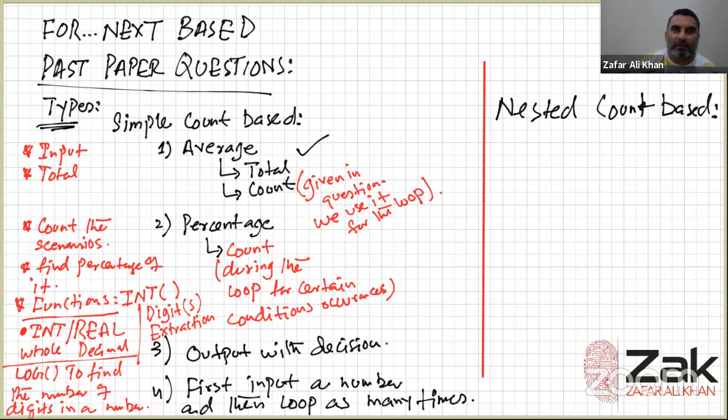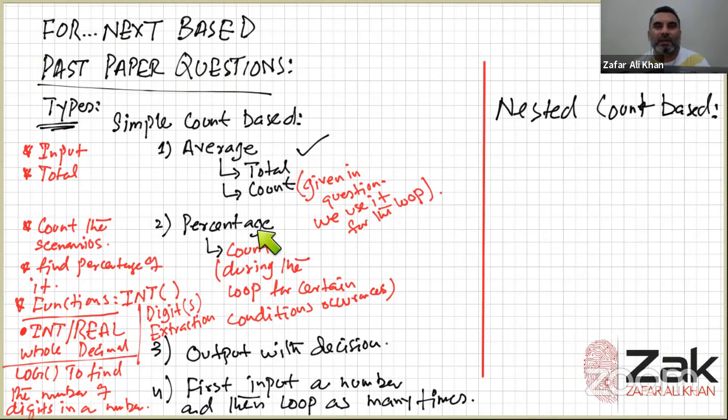All right. So this was a summary of the simple count based past paper question types. There are 2 main types. Number one, it is simple count based. The other one is nested count based. So our first focus today is simple count based. In simple count based, there are 4 subcategories. Average: just to have input, total them, and for the counted number of times, and then find the average and output it. And then we have got percentages.